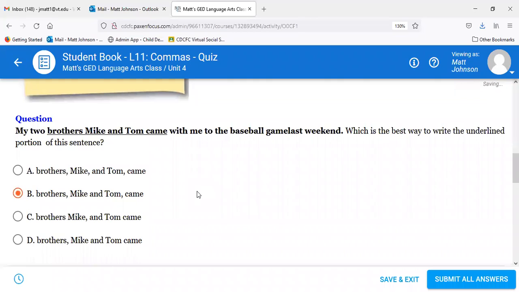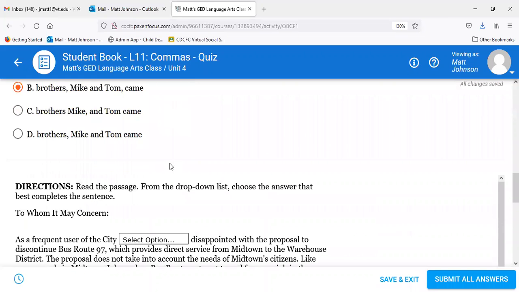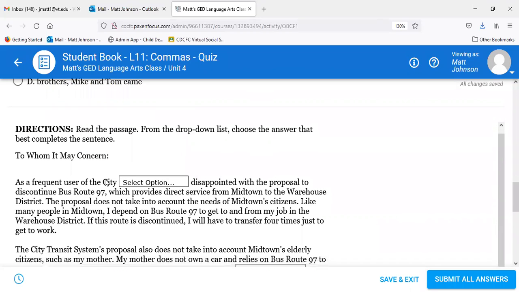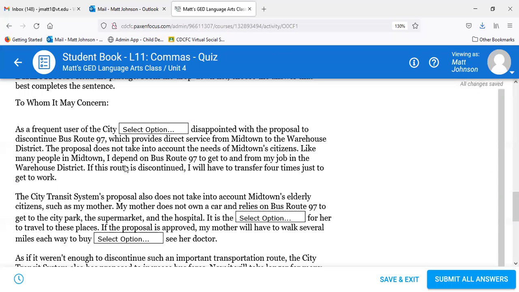Yeah, and that's another thing. If you're taking a test, you may want to read a question like this: what makes sense if I remove it? So you can say my two brothers came with me to the baseball game last weekend, and you don't have to insert Mike and Tom. So that's an interruptive phrase. All right. So I'll go ahead and start reading and let you answer this one.